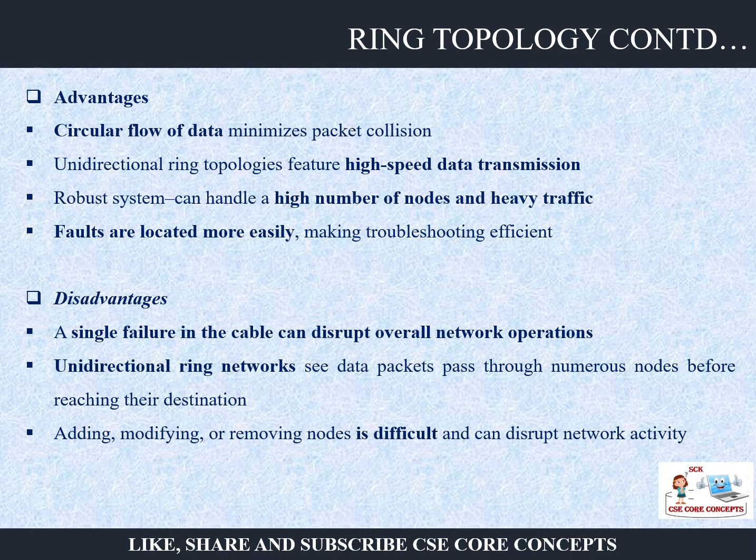The disadvantage is that if a single cable fails, then the overall network comes down. Secondly, the unidirectional ring sends data packets through numerous nodes, right? Every node is getting that data packet and forwarding it, so obviously they can see all the data. And adding, modifying or removing a node is difficult, because if you want to add a new node, you have to stop the network, break the ring, add it and recreate the ring, right? So it is going to disrupt the whole network.